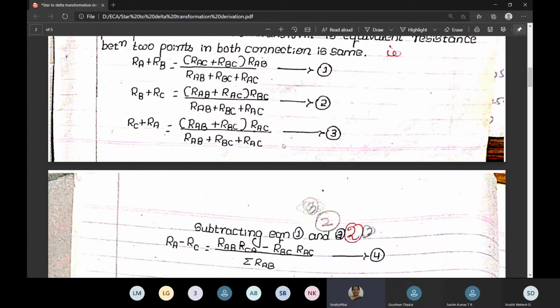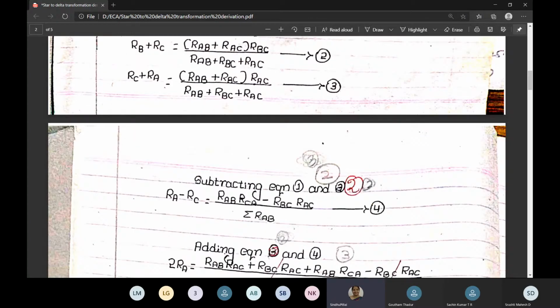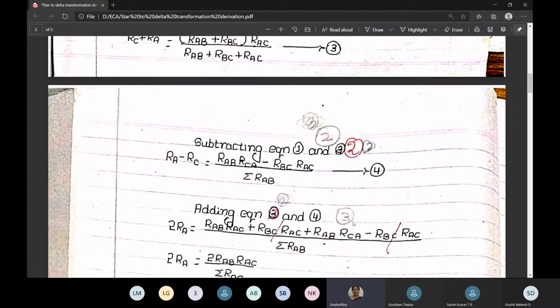Okay, so we'll get RA minus RC is equal to, subtracting 1 and 2, we'll get this: RAB RC minus RBC RAC divided by summation. See, when we write summation, it is RAB plus RBC plus RAC. Call it as equation 4.